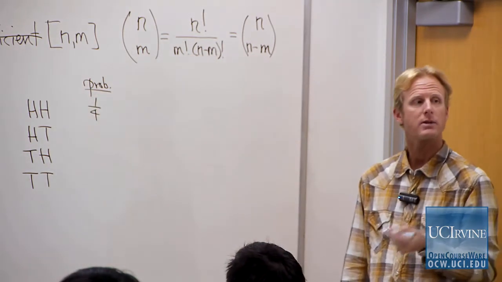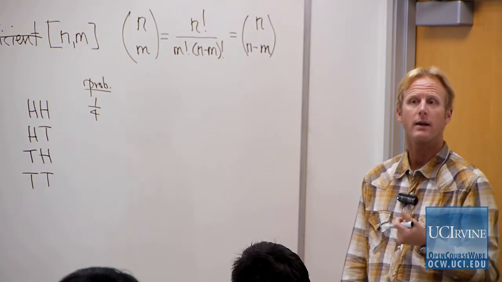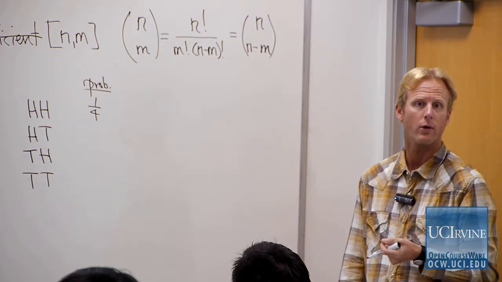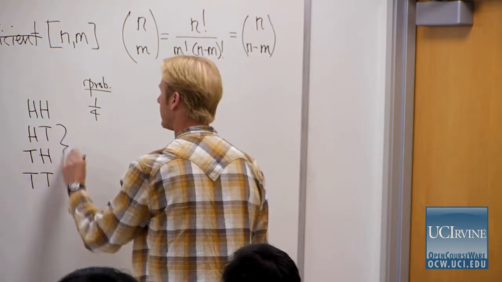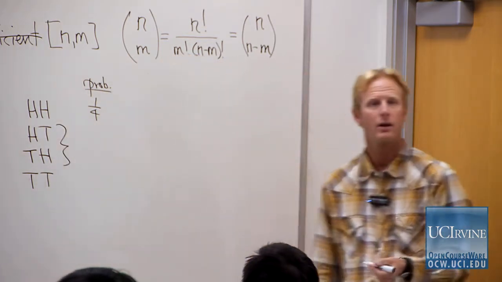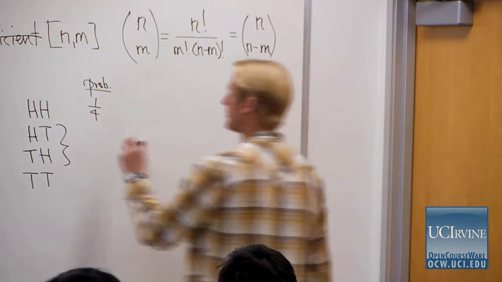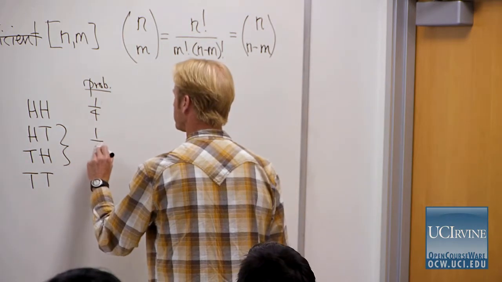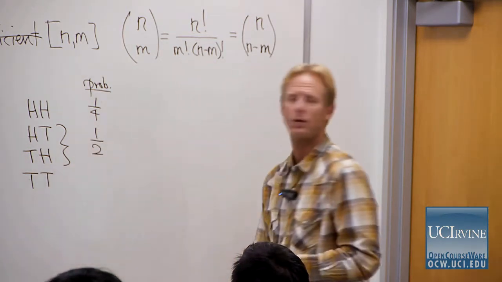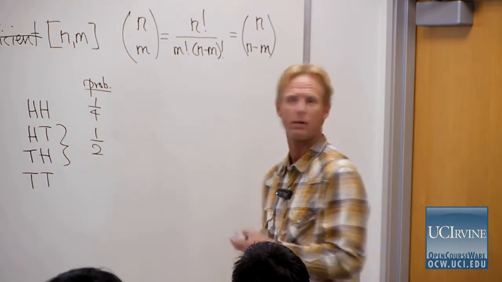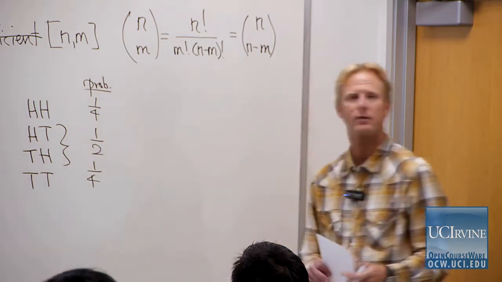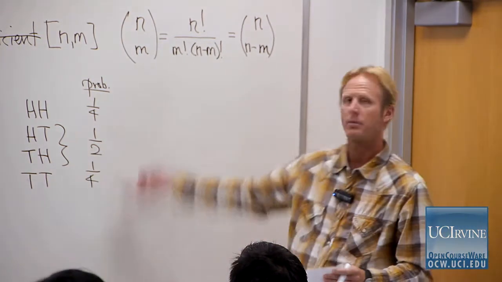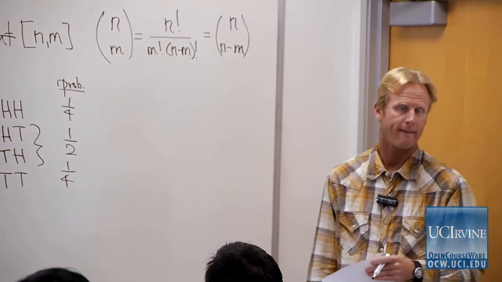Now what if I ask what's the probability of just getting 1 head and 1 tail, and I don't care about the order? Then I should combine these two, and I get 1/2, or 2/4. And then finally for the 2 heads, it's also 1/4. I want you to notice a couple of things. First of all, if we did this right, these should add up to 1, and they do.